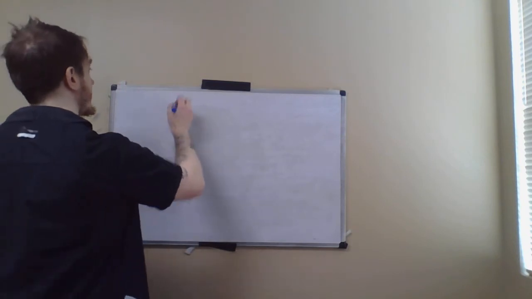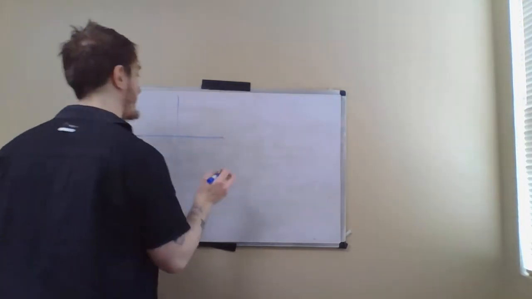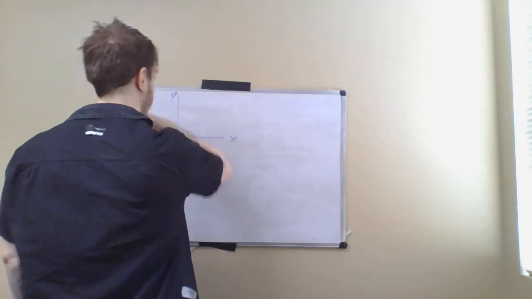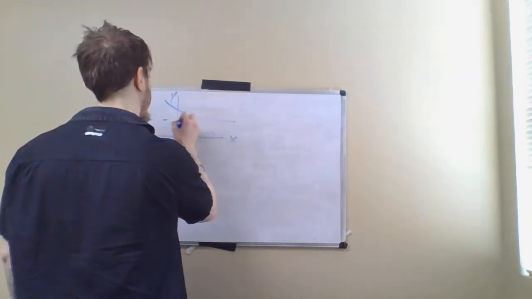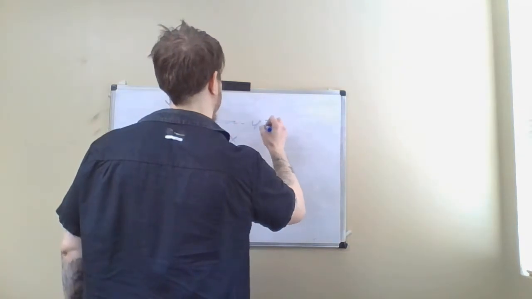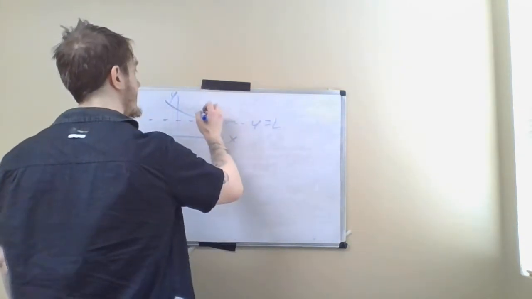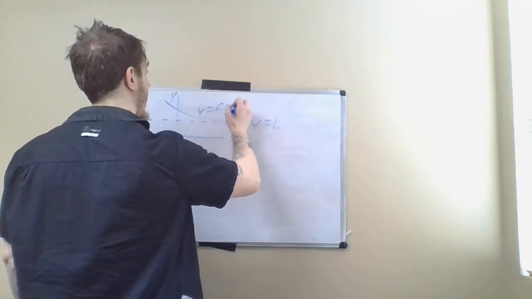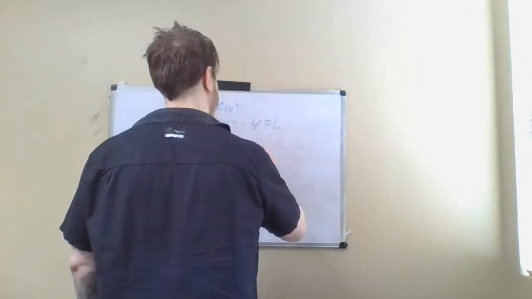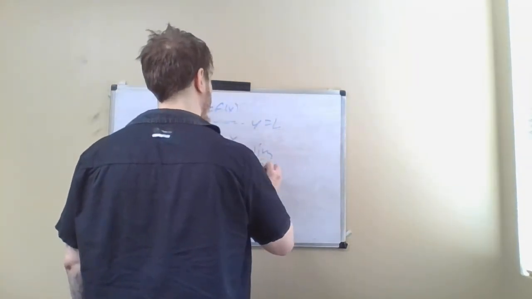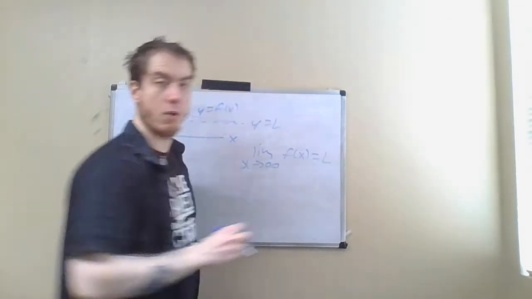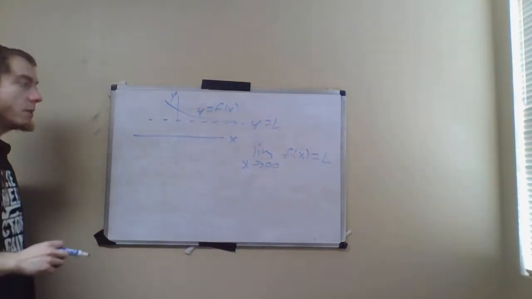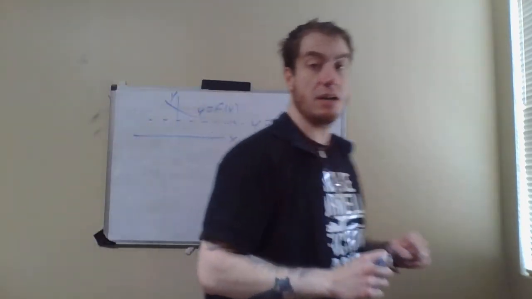So if I have something that does this kind of thing in a graph, let's say that it goes off like this, and this is my y equals f of x, then what I want to write is the limit as x approaches infinity of f of x is equal to L. And we will call that a limit at infinity.